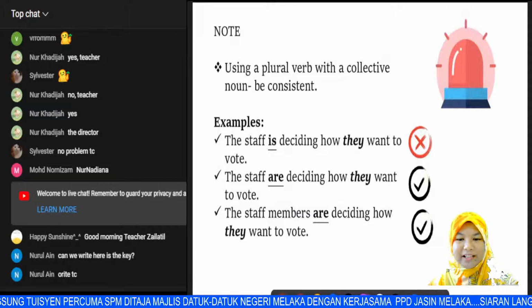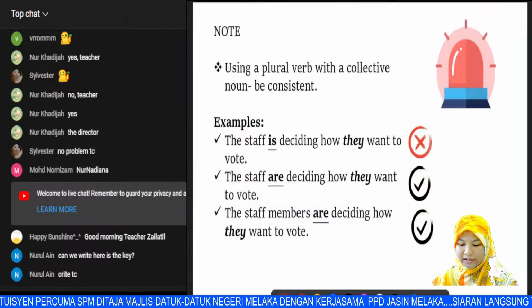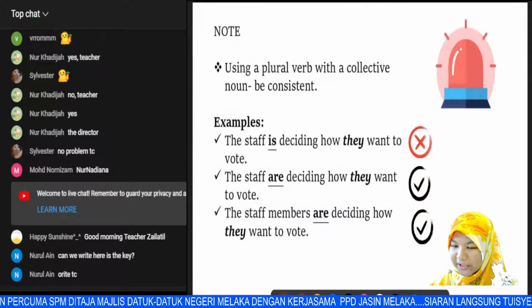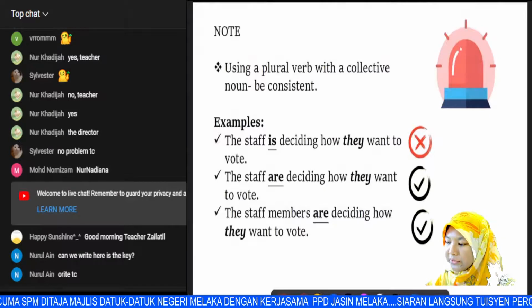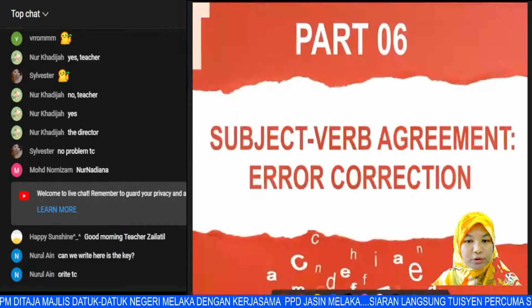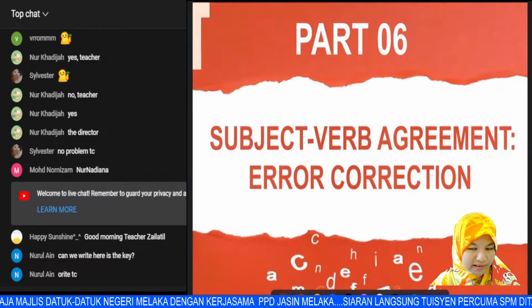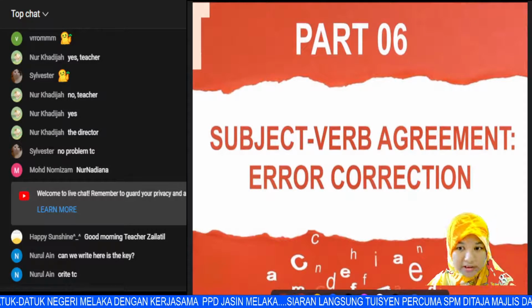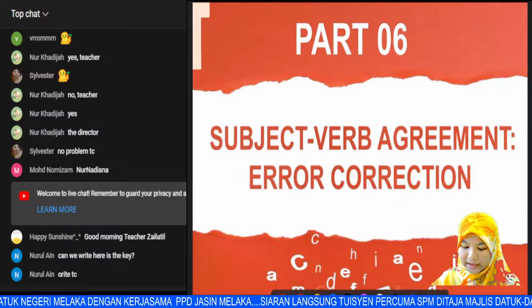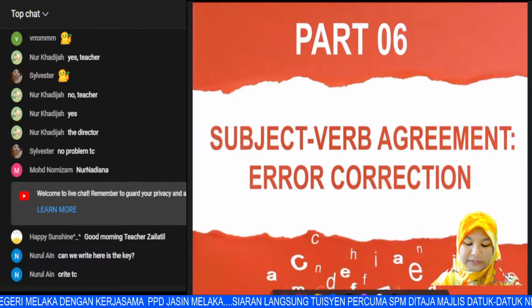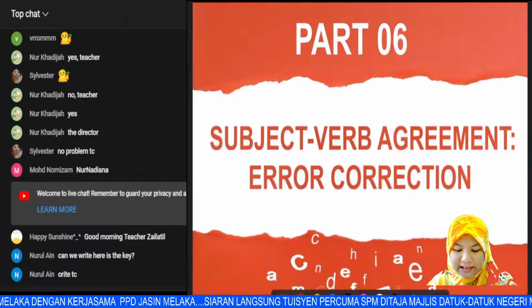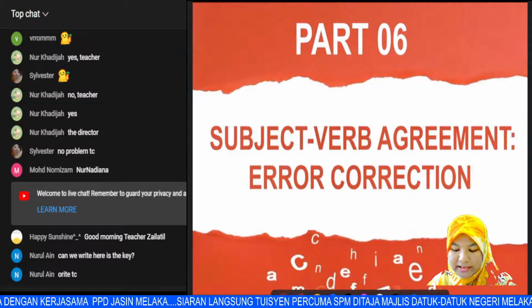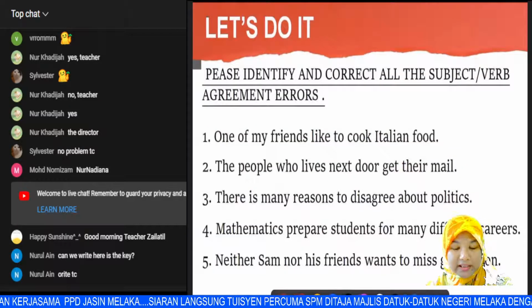Subject-verb agreement, error correction. Here, we will have a look at 5 sentences. We will discuss and go through each sentence one by one and try to identify the error of subject-verb agreement there. Please identify and correct all the subject-verb agreement errors.